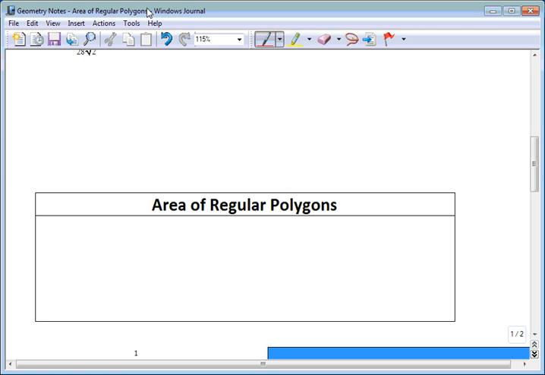polygons. We know that regular polygons are equilateral and equiangular, meaning all of their sides are congruent and all of their angles are congruent. So we have a formula for the area of a regular polygon, and that formula is area is equal to 1/2 A times N times S. Now this is all multiplication, so order doesn't matter here.